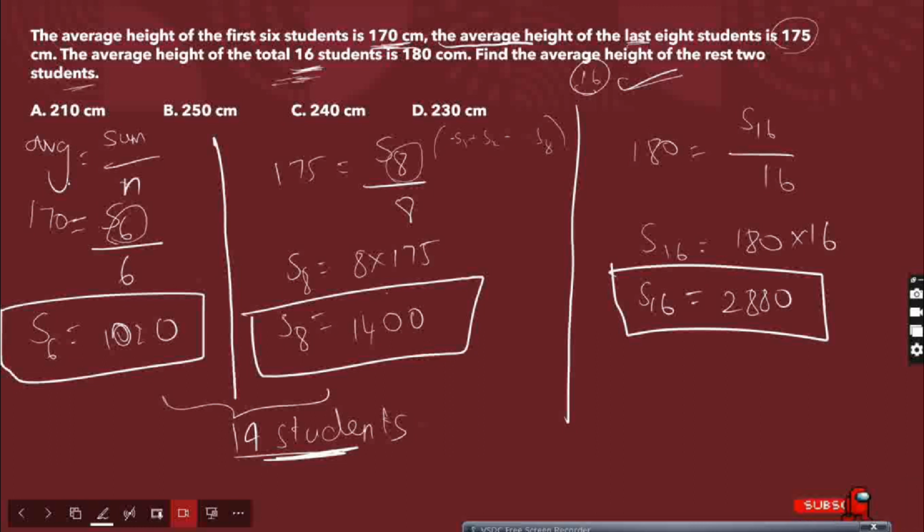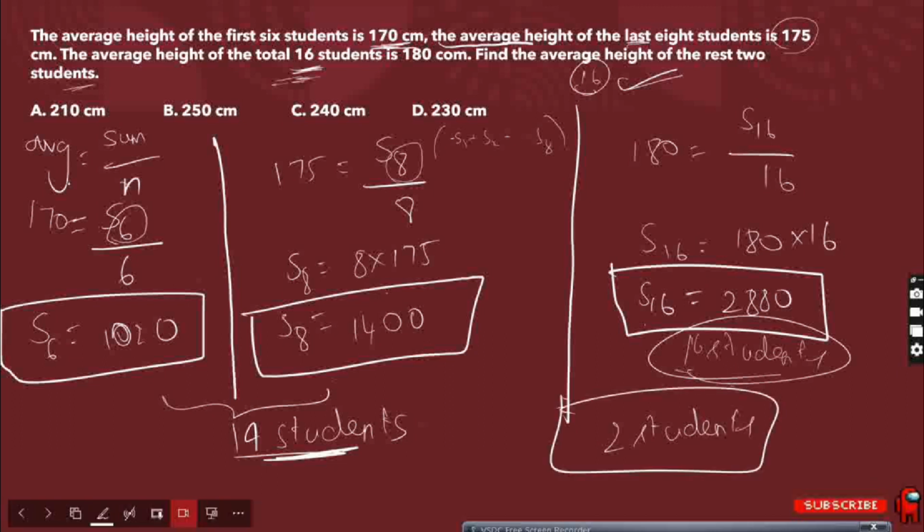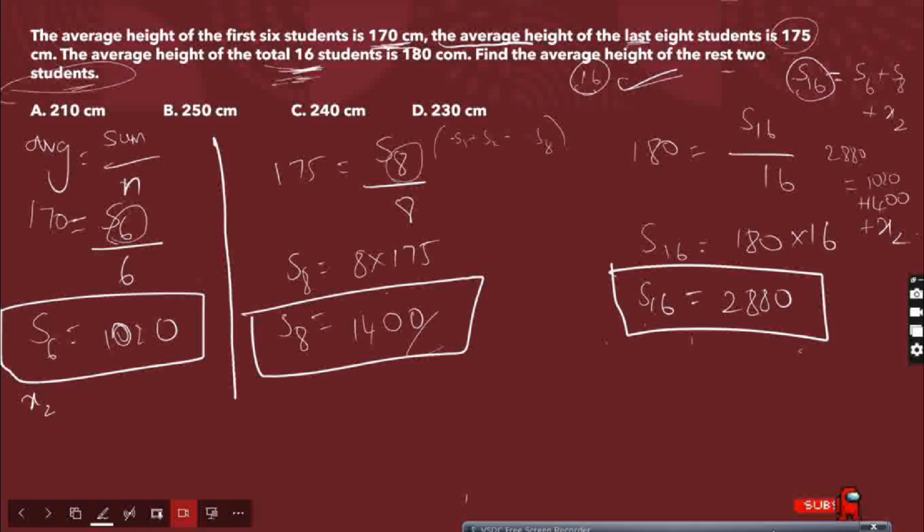Here we have calculated the 14 students, and here we have calculated the total 16 students. Now how many remaining are there? 16 minus 14, 2 students are there, right? Now in the question also they are asking to calculate the average height of these 2 students. So we need to calculate the x2, right? The sum of the 2 students. There are totally 16 students.